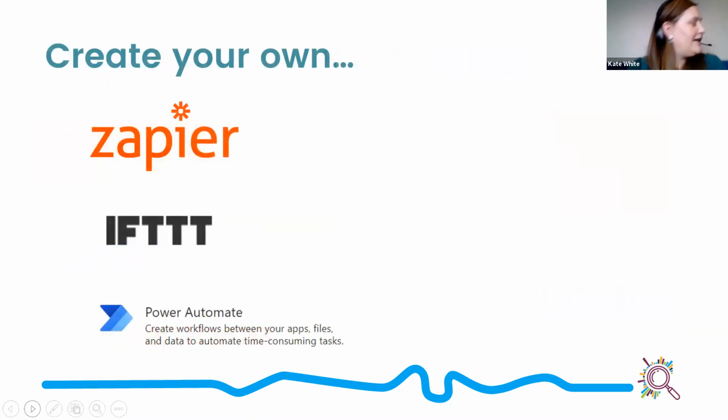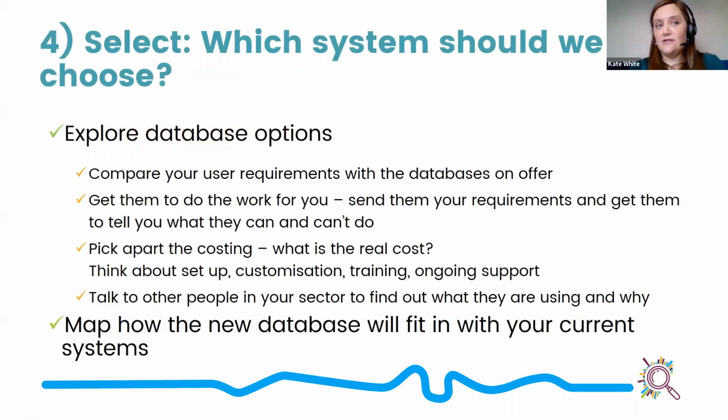You can also create your own. If there aren't existing links or APIs, there is some third-party software, such as Zapier and If This Then That. Some of you might be using Office 365, where there's Power Automate. You might be able to automate or link up some processes. So don't forget to look at this whilst you're considering what you need your CRM or database to do.